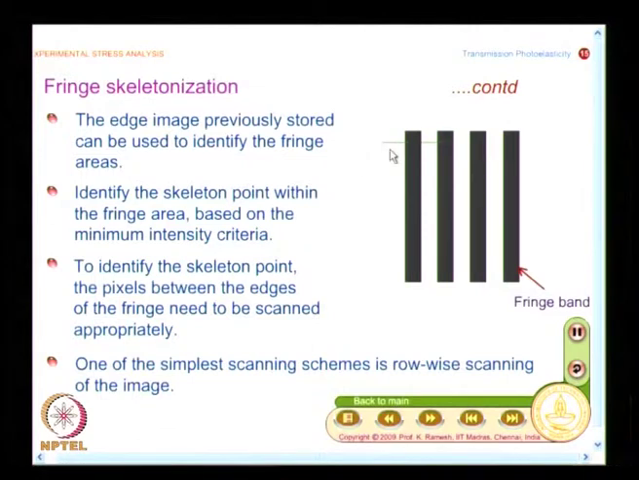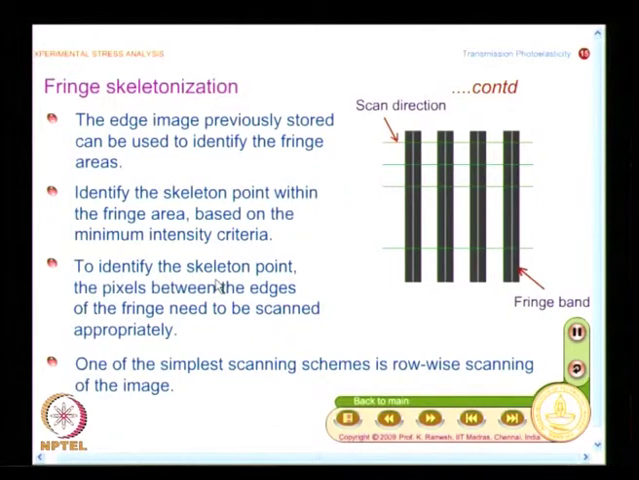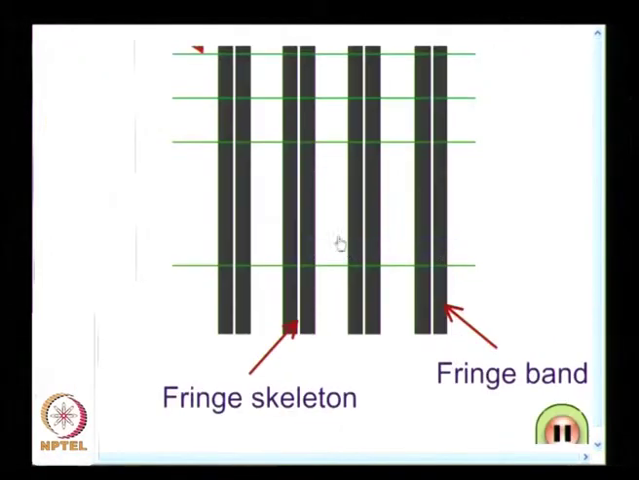So, here we scan it row wise, that is what is illustrated here, and when I do the scanning like this, what I am going to do, between the edges of the fringe, identify the skeleton point having minimum intensity. So, that is determined, and what I have here is I have nicely determined the fringe skeleton, and this was possible. This scanning was simple enough to do because the fringes are vertical, I could have a horizontal scan possible.